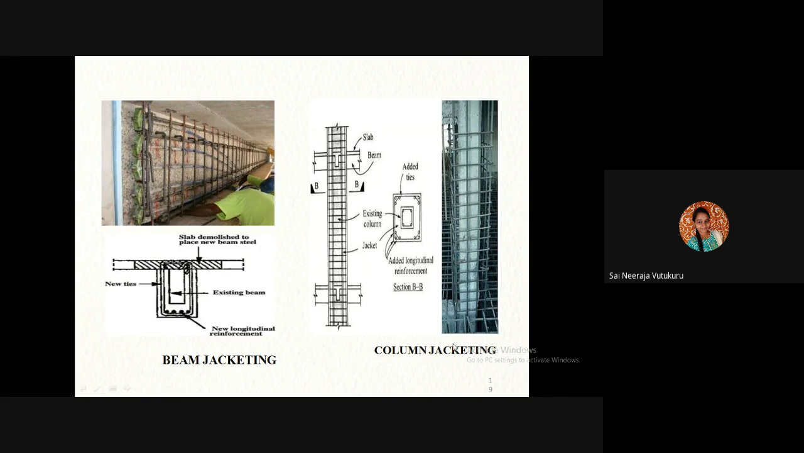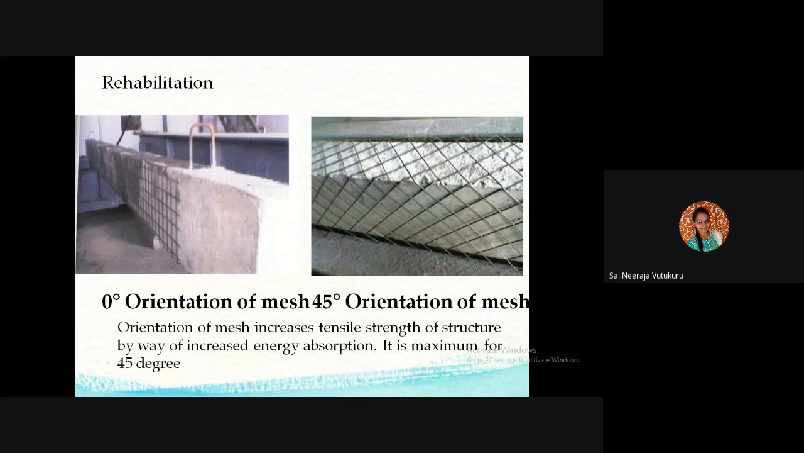Similarly, for the column jacketing process, we take the column and provide additional reinforcement for it: adding some longitudinal reinforcement and some more transverse reinforcement, and then pouring the concrete throughout this column panel. Before pouring, we will arrange the formwork. We fix the steel panels around the concrete surroundings, and then pour the entire concrete mix in, so that the column size gets increased. Not only the size, the column strength will also be increased by doing the jacketing process.